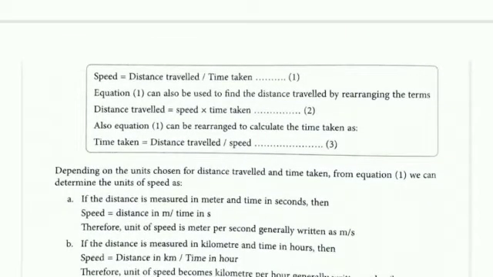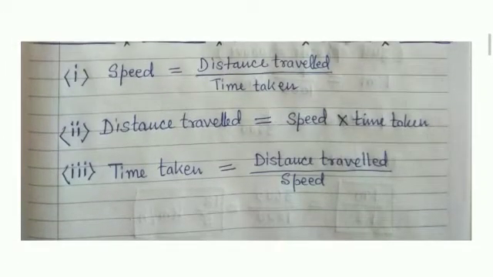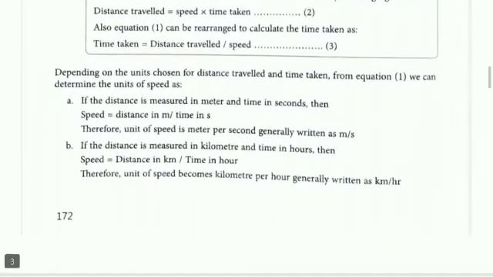This is also given in the book. Speed is equal to distance travelled by time taken. Second is distance travelled is equal to speed into time taken. And also time taken is equal to distance travelled by speed. What I have already explained. Okay? Same. Both are same.